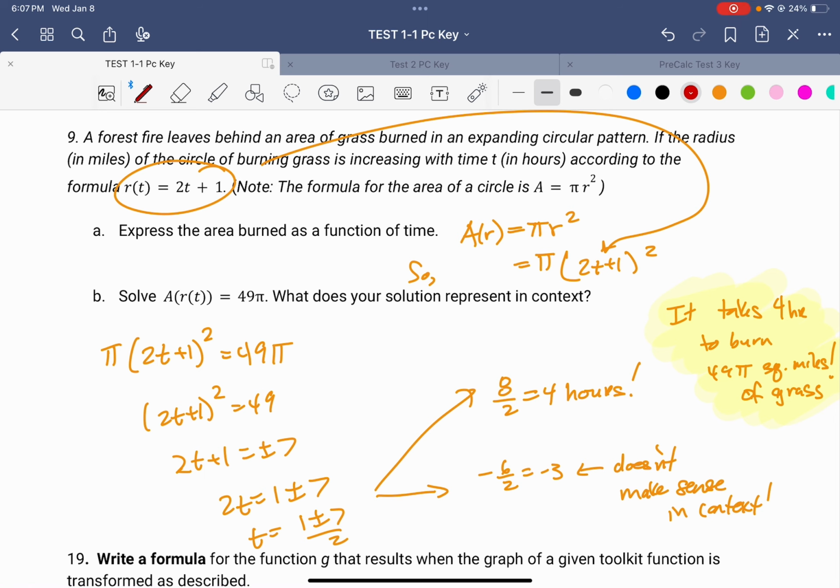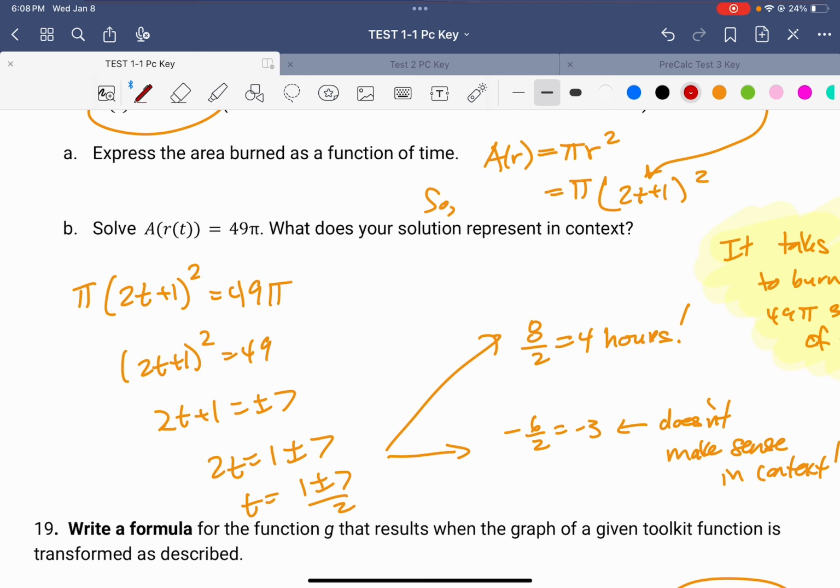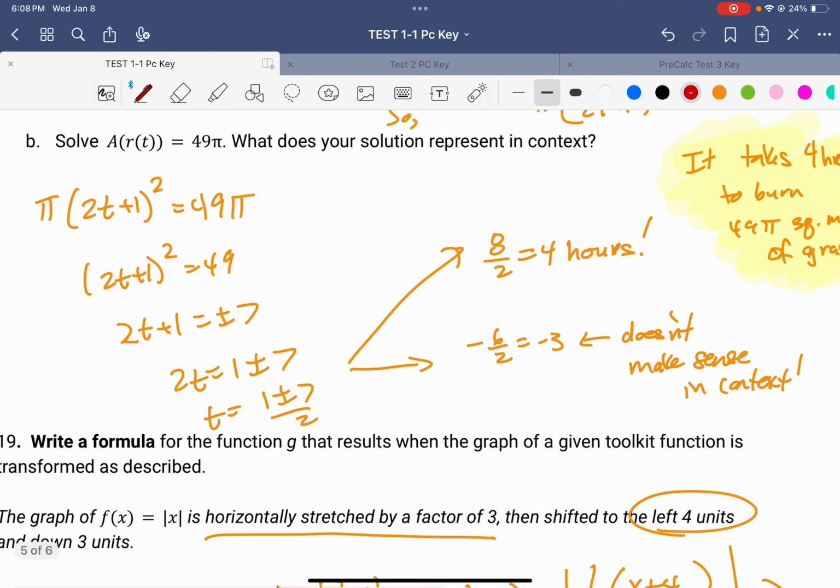So 2t plus 1 squared, when you square that, that ends up being our function. So then it wants us to solve a is equal to 49 pi. So what does that represent? Well, a of r of t, again, is just plugging r of t into our function. So that's where you get pi times 2t plus 1, all that squared equals 49 pi. Well, then you just solve it by first dividing by pi, and then taking the square root, making sure to put plus or minus 7.